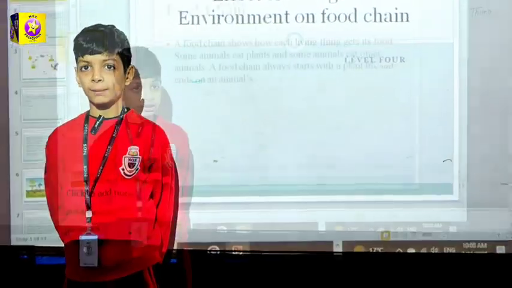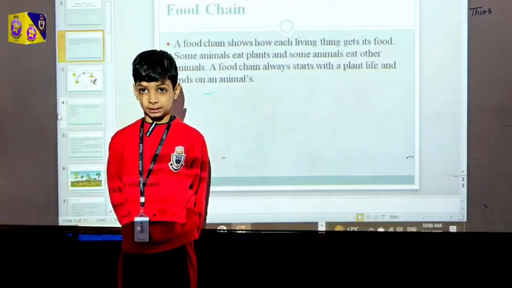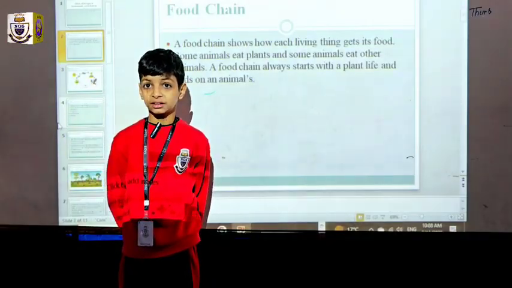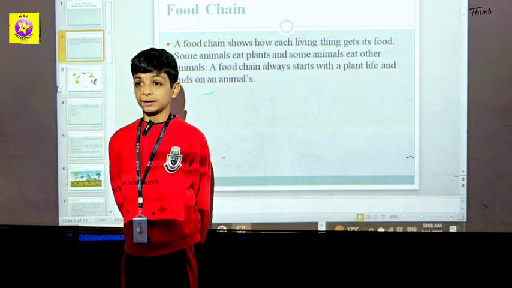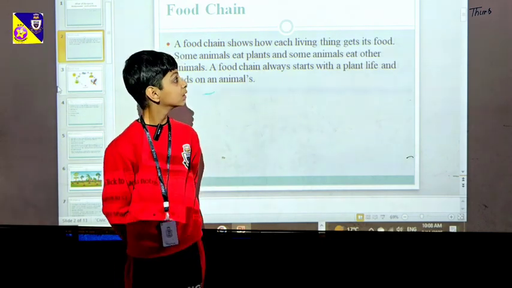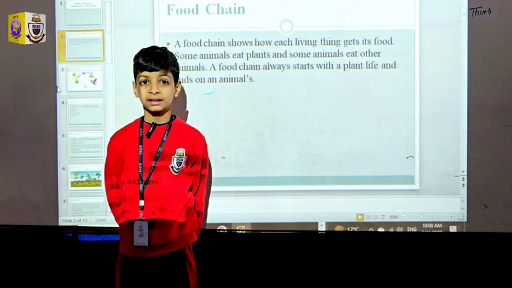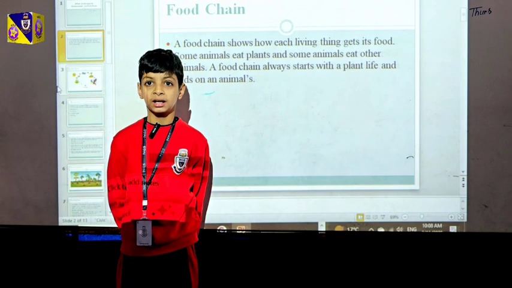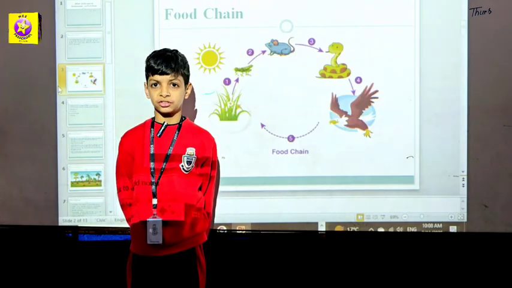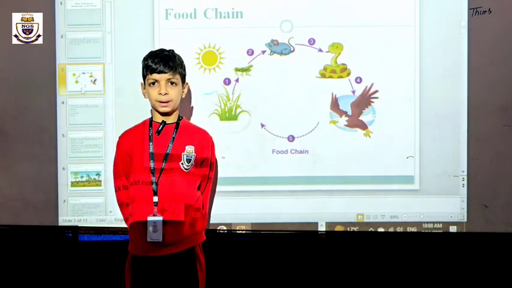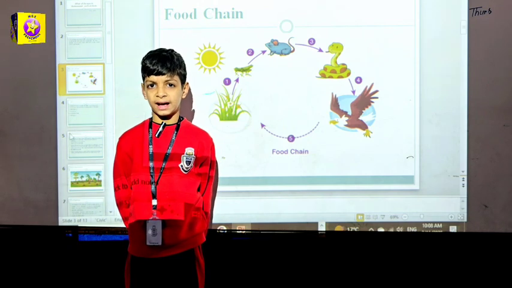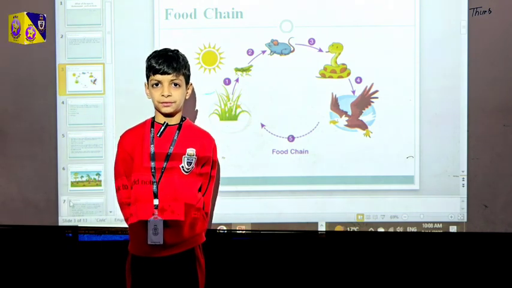I want to tell you about how a food chain shows how each animal gets its food. Some animals eat plants and some animals eat other animals. A food chain always starts with plant life and ends at animal life.